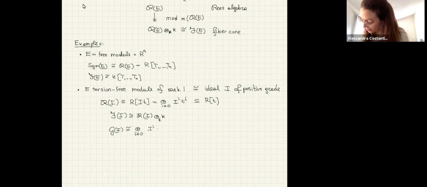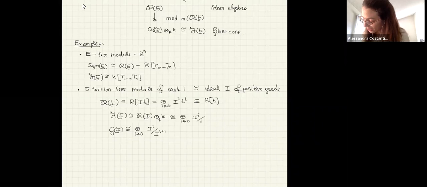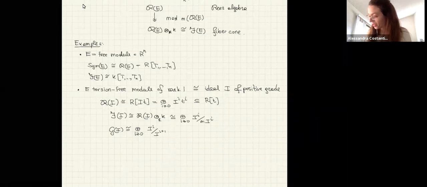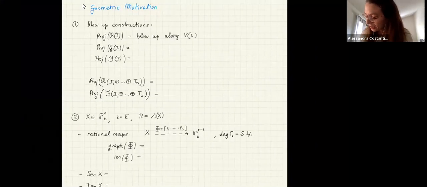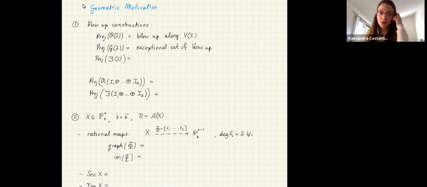I to the I over I to the I plus 1. This one is isomorphic to the sum I to the I m over I to the I. Okay, so we have these three rings. And the associated graded ring corresponds to the exceptional set of the blow-up, which is also known as the tangent cone.